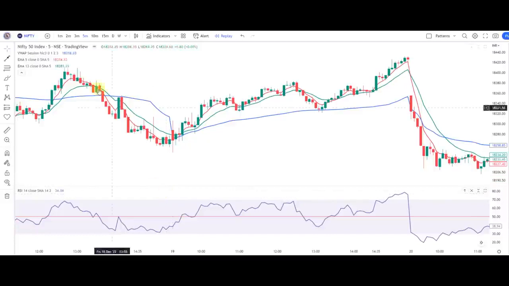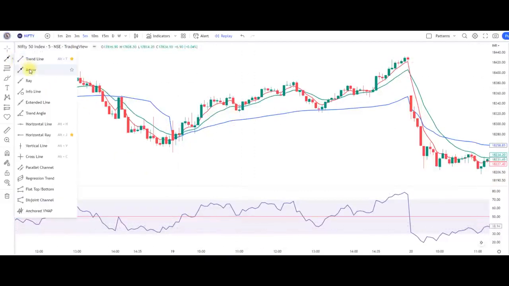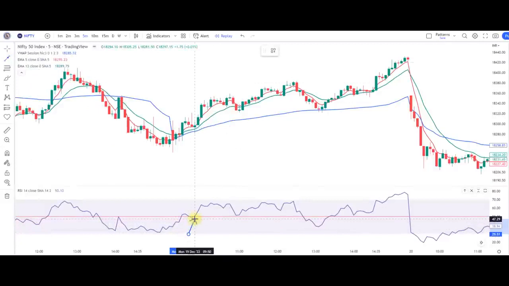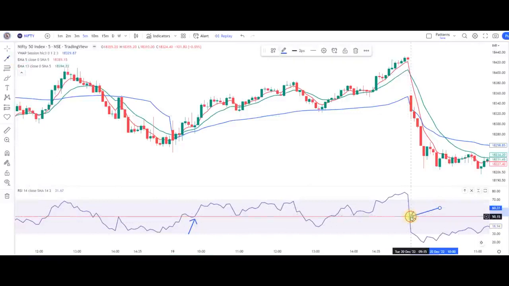This is the Nifty 5 minutes time frame chart. Here the setup is ready for our strategy. We can enter into the long trade once the RSI is above 50, and we can enter into the short trade when the RSI is below 50.